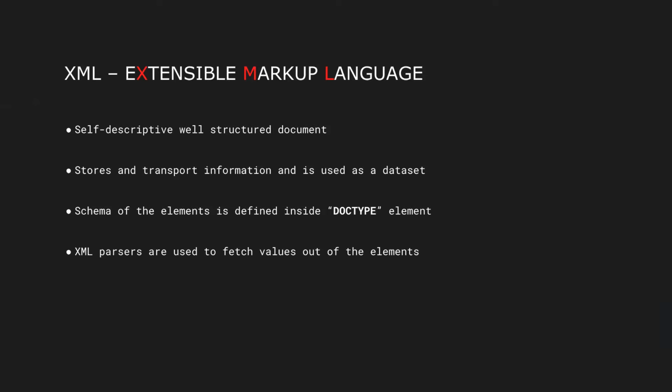So XML stands for Extensible Markup Language. It's a well descriptive and well structured document. I'm sure you would have always come across it when you were fiddling with requests. There's always a POST body that has an XML body in it. It is used to store and transport information, and it's also used as part of data sets. The schema for an XML body is defined in the doctype element that is part of the XML document. And XML parsers are the ones that fetch the values out of the XML body and process them depending upon the business logic. So these are a few things that we should keep in mind.